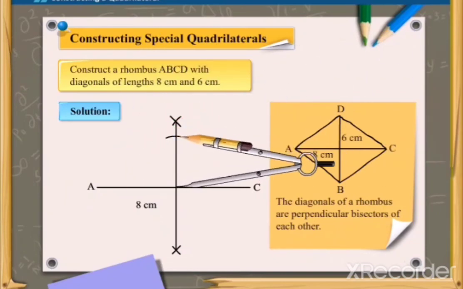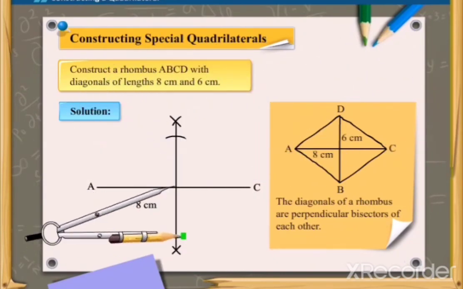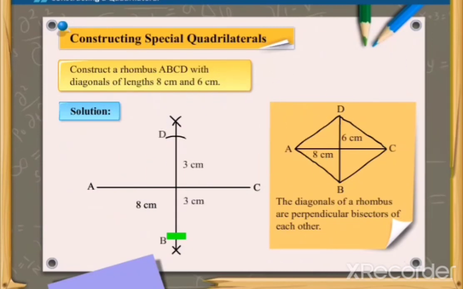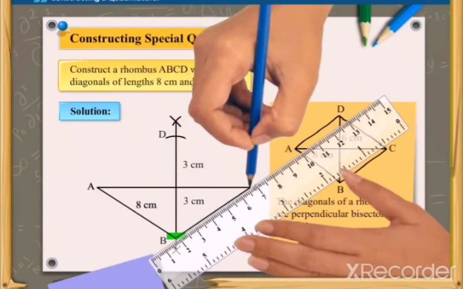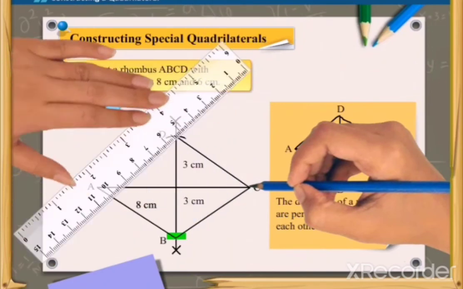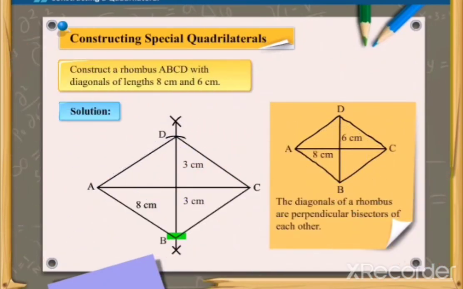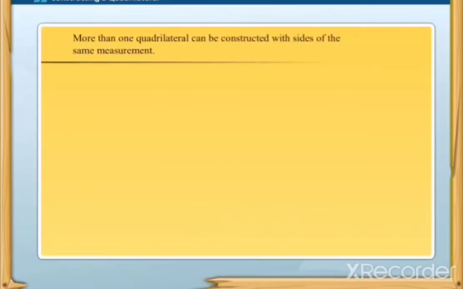Now, mark B and D such that both are at a distance of 3 centimeters from the point of intersection of the lines on the opposite sides. Join AB, BC, CD and DA. ABCD is the required rhombus. Let us summarize all that we have learned in this topic.